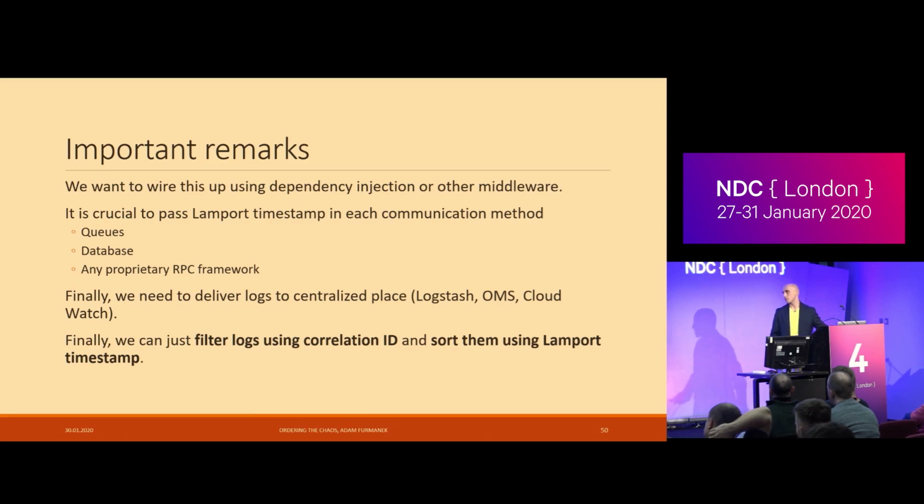We just grab this string, we go to our Logstash, Kibana, OMS, whatever else we have, and we filter out logs based on correlation ID, order them based on the Lamport timestamp, and as long as we know what's going on in the system, because we need to keep in mind which events influence which others, we can just order them and go through them one by one. So this is the idea, how to sort these things and how to make the logs much clearer.